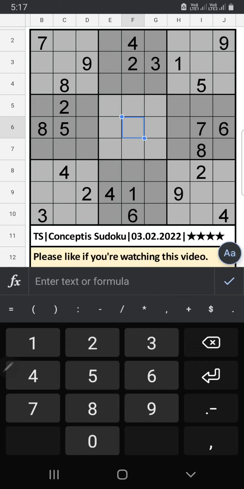Welcome to SkVm Sudoku. I am going to solve the statements newspaper Sudoku based on February 3, 2022, 4-star Sudoku.